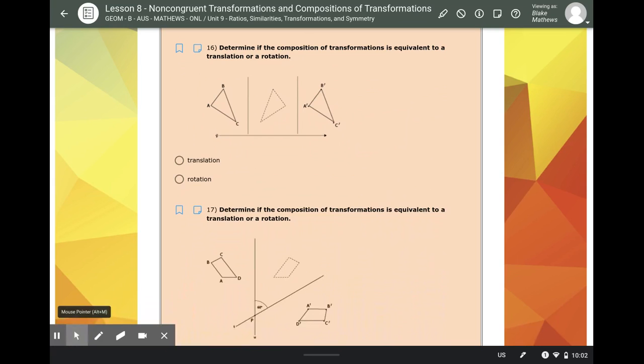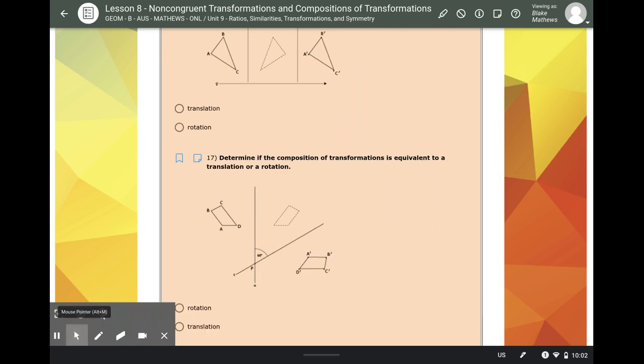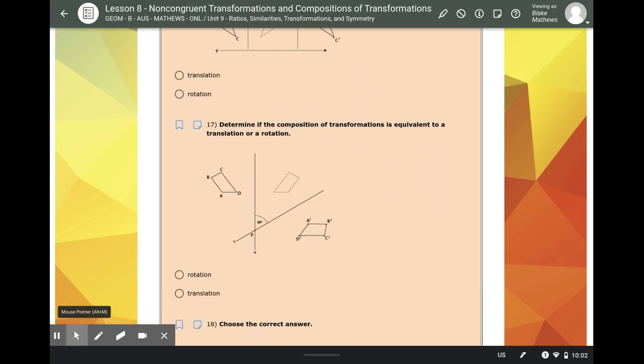16, determine if the composition of transformations is equivalent to a translation or a rotation. You easily can find this. You tell me, has this simply been moved, or has it been rotated? You should be able to tell just by looking at it what's happening. A rotation would mean that there's some kind of central point that you can see, but I can see here that this is clearly going to be a translation. And then here you should be able to determine whether that's a translation or rotation, just using what the drawing shows.